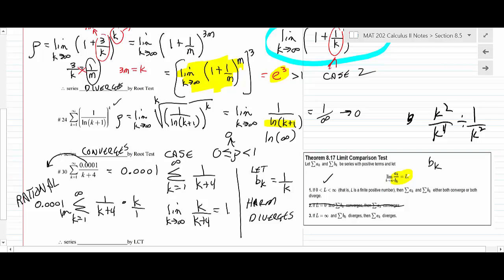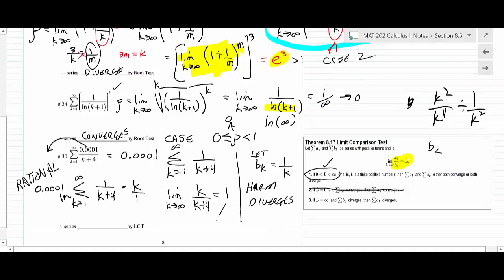Is that finite? Absolutely. So this is case 1. Okay, so since that turned out to be finite, case 1 would be what we're looking at. So that is between 0 and infinity. So you basically have 0 less than 1 less than infinity, the value of that limit. That means they both converge or they both diverge.